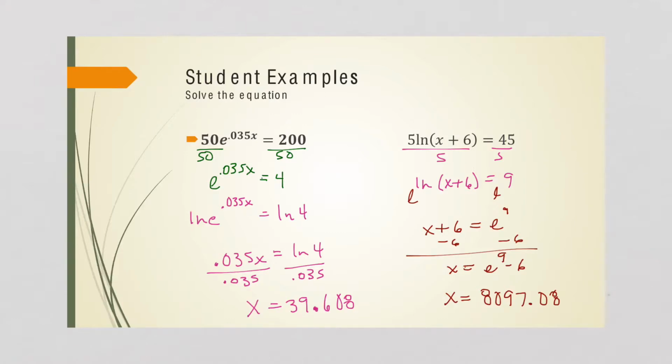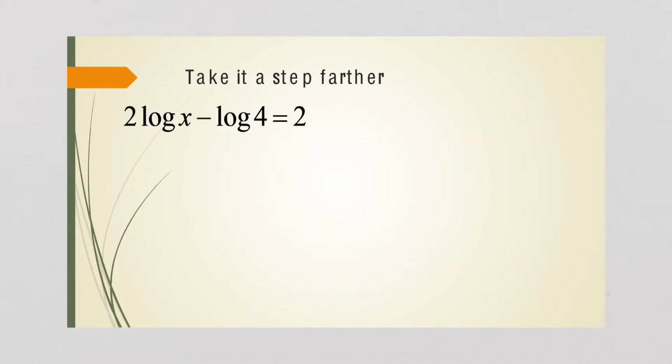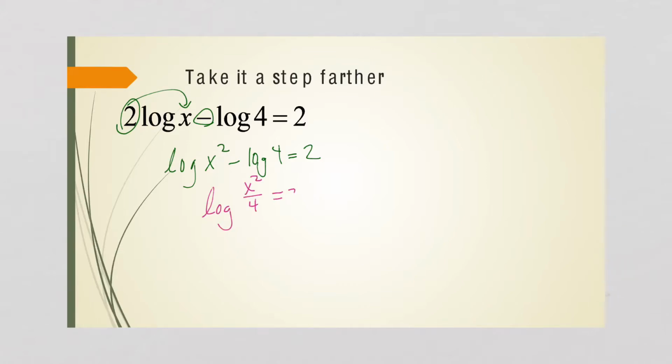Now we're going to take it another step further. I'm going to take a look at when we have to combine logs. You learned log properties last time in class. So the first thing we have to do is get to the point where we only have one log. We know that minus means divide. We also know that a 2 out front becomes the exponent of that value. So I end up with the log of x squared minus log 4 equals 2. And now I'm going to combine these and get rid of the minus sign, so I only have one log. So the log of x squared divided by 4 equals 2.